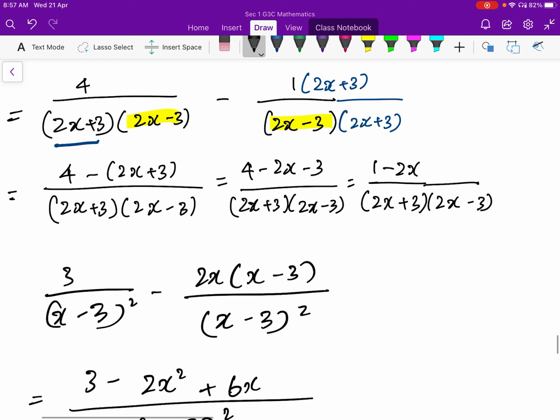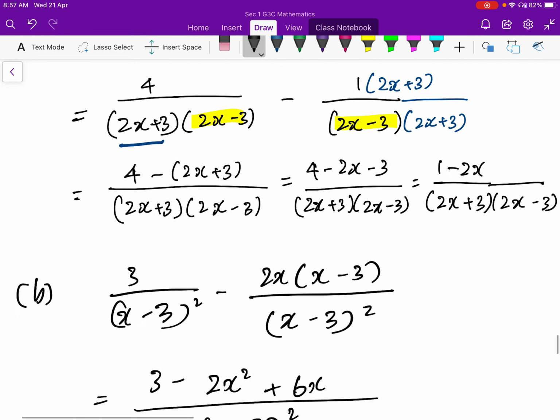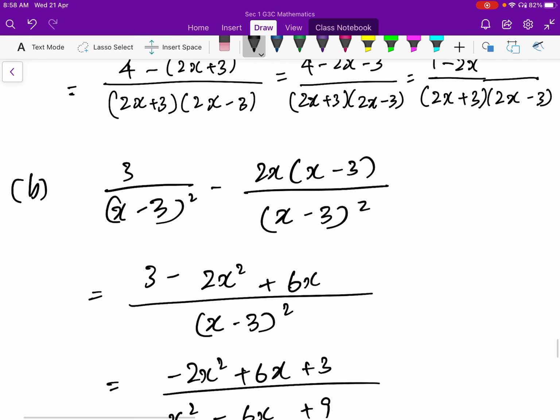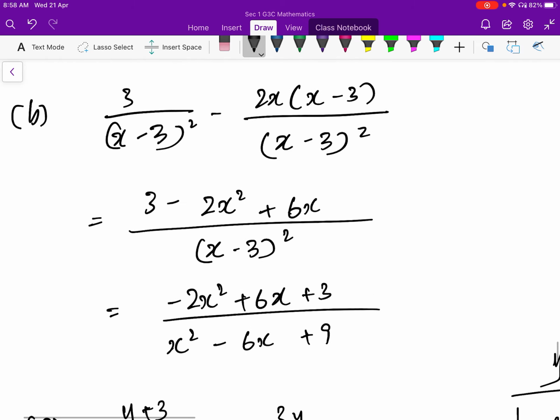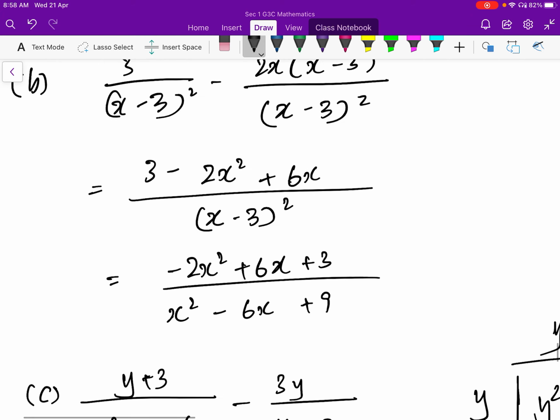Now in part B, similarly, make the denominator the same. So on the fraction on the right hand side, you need to multiply both numerator and denominator by x minus 3, so that the denominators on both fractions are the same. Then you can apply your primary school mathematics, get the answer. So it's more straightforward lah.